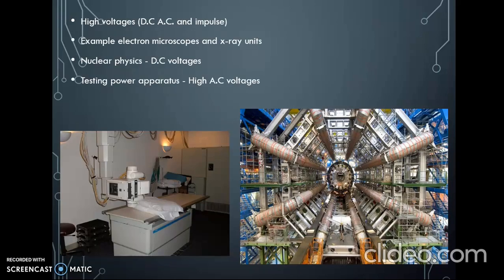In the field of electrical engineering, high voltages are required for several applications. For example, electron microscopes and X-ray units require high DC voltages. You must have seen X-ray units. This picture depicts the same. This one is the particle accelerator, which is used in nuclear physics and uses high DC voltages. High AC voltages are used in testing power apparatus.